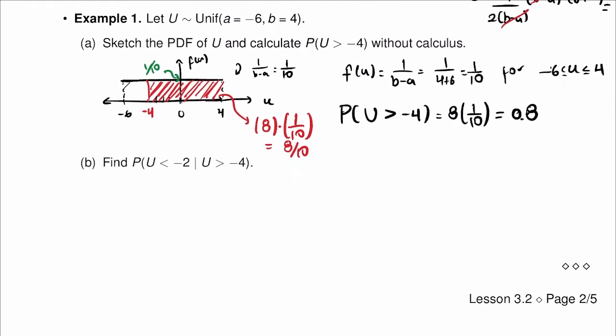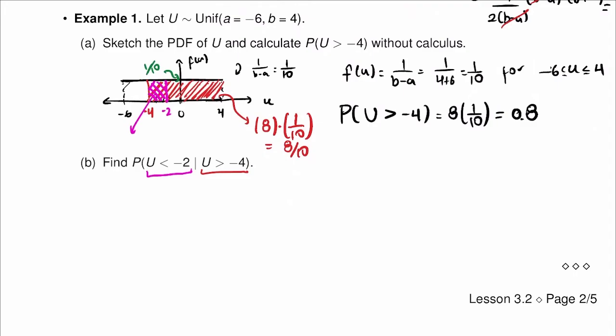Now, how do we find the probability of u less than -2, given that u is greater than -4? So this probability here is over the new rectangle, because we are given that u is greater than -4. So we are on the red rectangle, and we want to find the probability that u is less than -2. We have -2 over here. What is this area? What is the area of that rectangle?